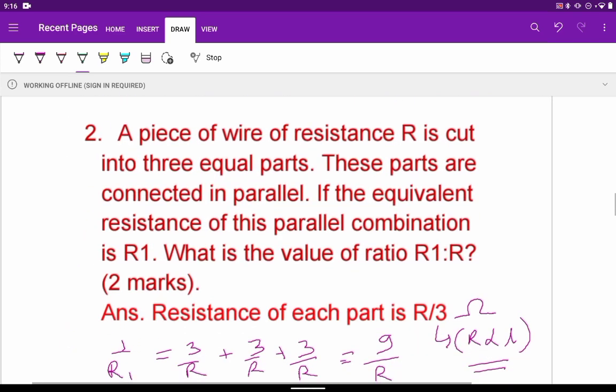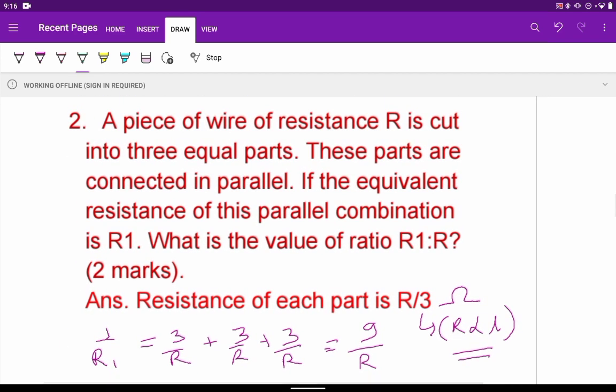Next I have explained one 2 marks question. A piece of wire of resistance R is cut into 3 equal parts. These parts are connected in parallel. If the equivalent resistance of this parallel combination is R1, what is the value of the ratio R1 is to R? So this is a 2 marks question.